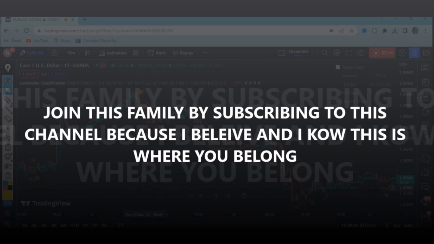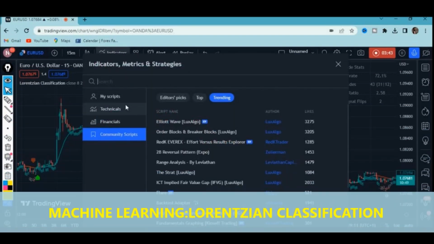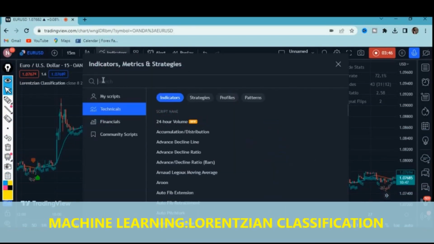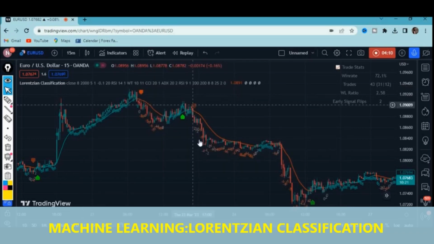So guys, directly let me show you how we can first add this indicator called the machine learning. You're just going to click on Indicators. Once you click on it, you're just going to type machine learning Lorentzian classification by Jihodi. Click on it, and expect it to look like this on your chart.